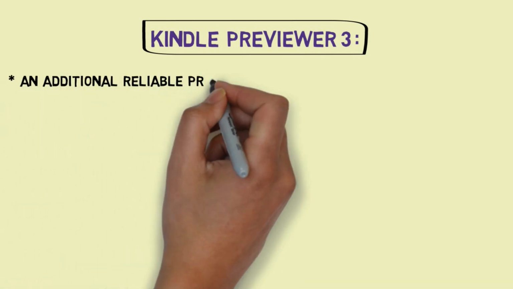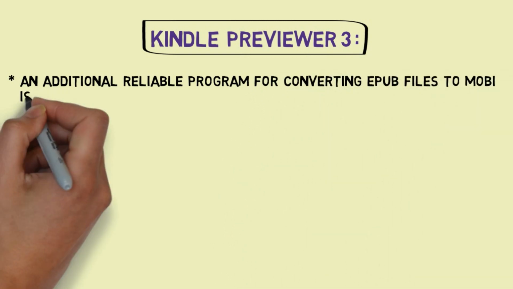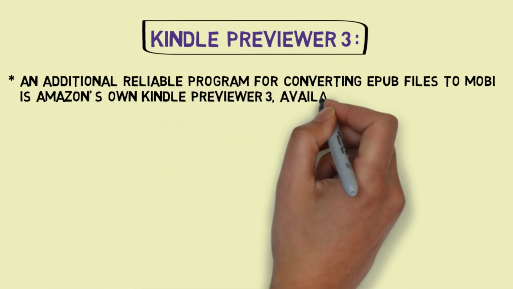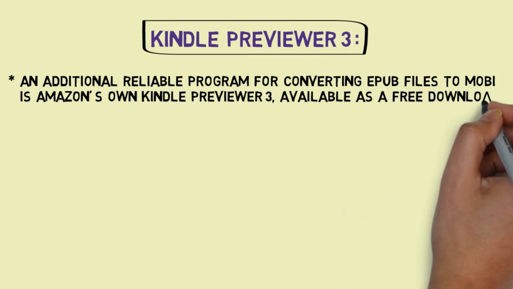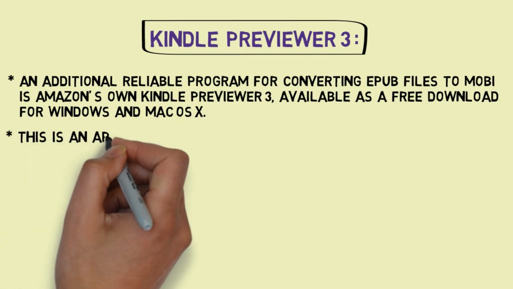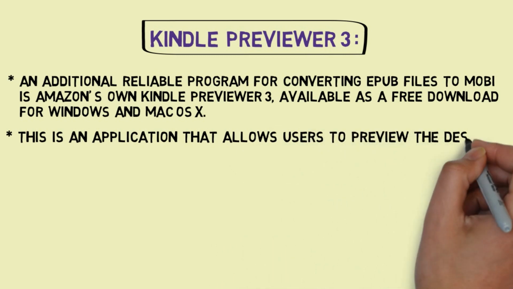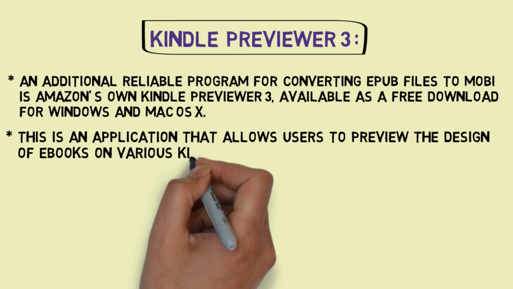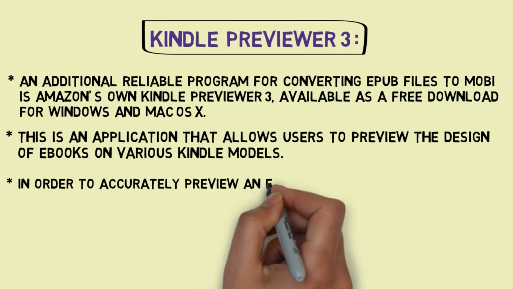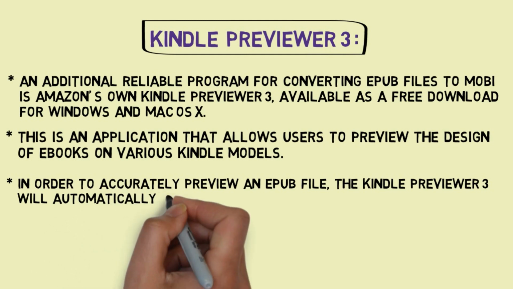Kindle Previewer 3. An additional reliable program for converting EPUB files to mobi is Amazon's own Kindle Previewer 3, available as a free download for Windows and Mac OS X. This is an application that allows users to preview the design of ebooks on various Kindle models. In order to accurately preview an EPUB file, the Kindle Previewer 3 will automatically convert it into mobi.